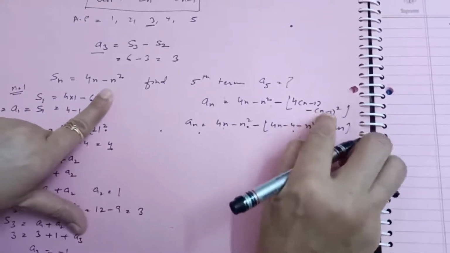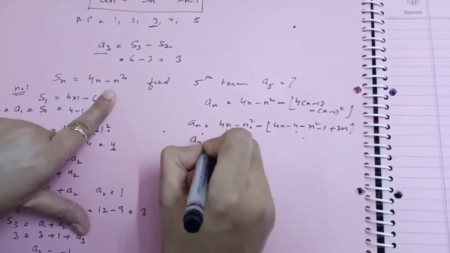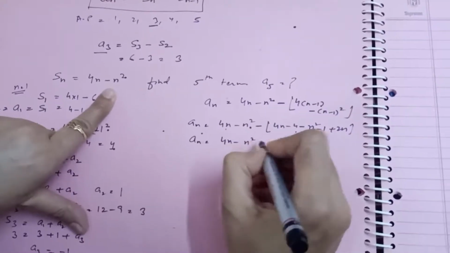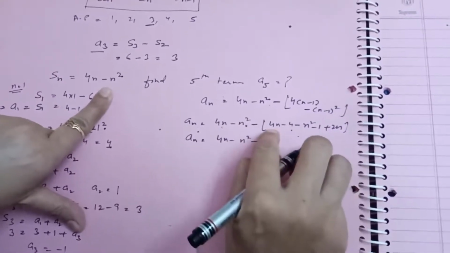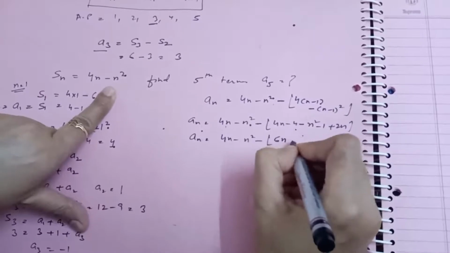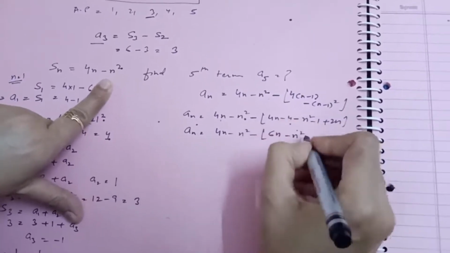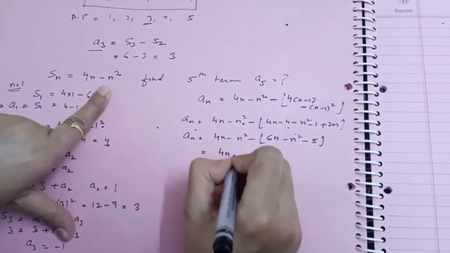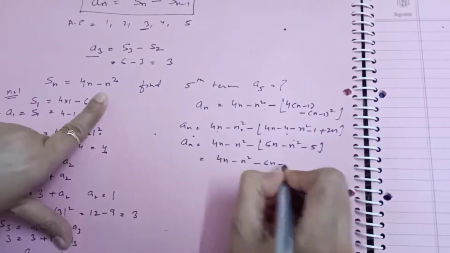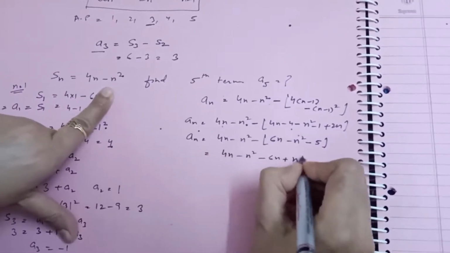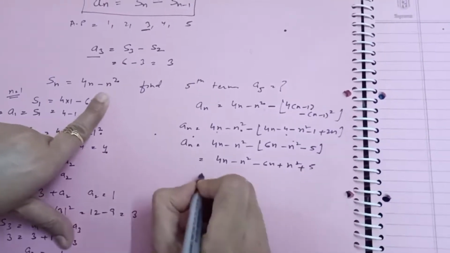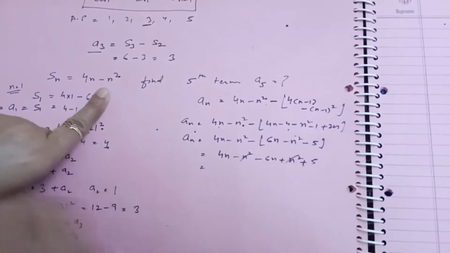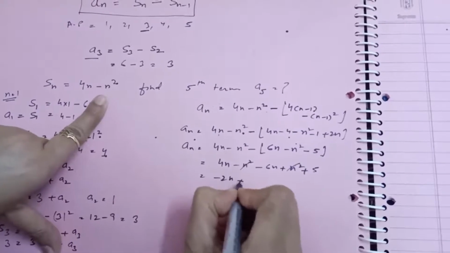I opened as a minus b whole square. Okay, so an equal 4n minus n square minus, it is what, your 4 6n minus n square, and what it is will be minus 5. Correct. Okay, so you are going to solve it. 4n minus n square minus 6n minus plus n square plus 5, and you are going to see what, that n square get cancelled. It is actually minus 2n plus 5.